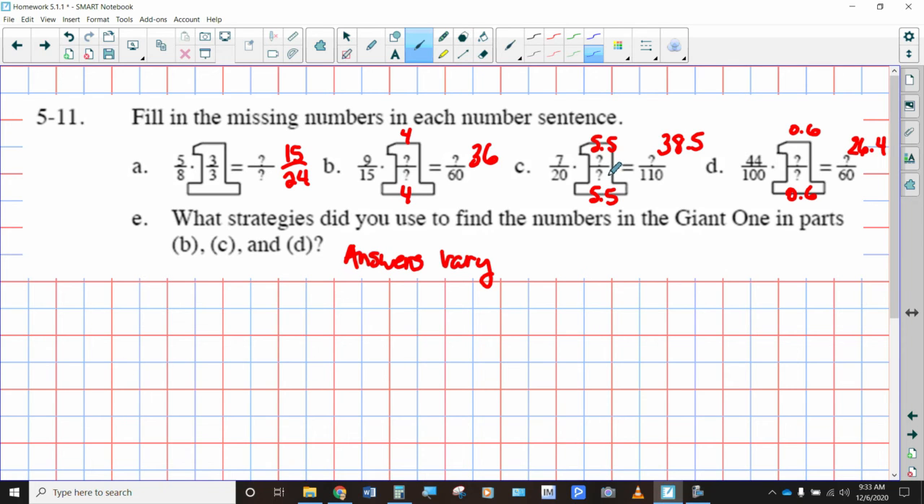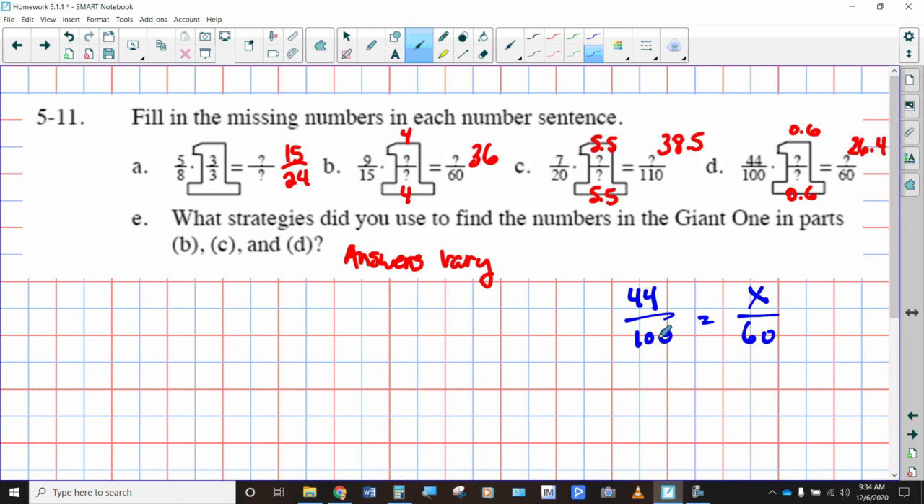In some situations, I would recommend maybe doing cross multiplication, but you don't always have to do that. You can just look back and forth. What do you multiply times 20 to give you 110? 5.5. So multiply 7 times 5.5, and that'll give you your answer. And then same thing here. You can think of dividing a number. This one I would probably not use a giant 1 to solve this problem.